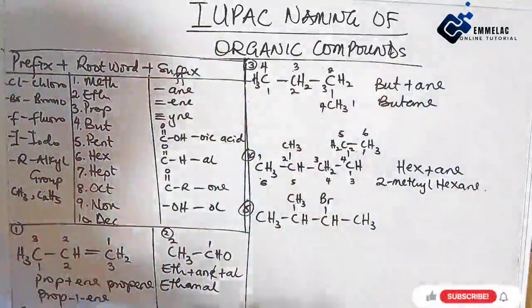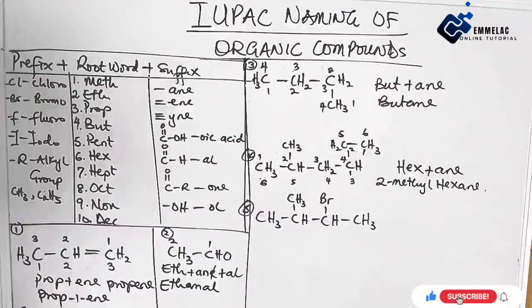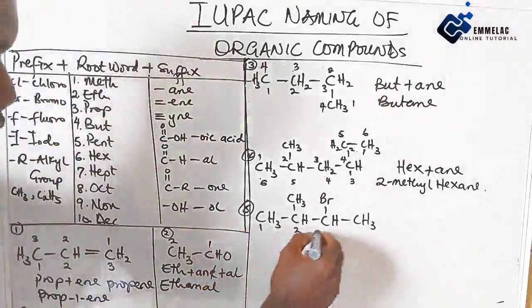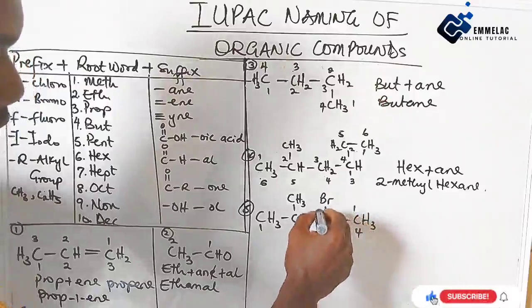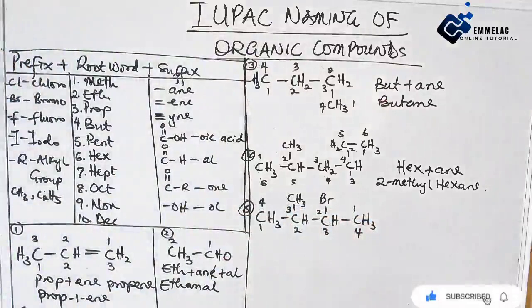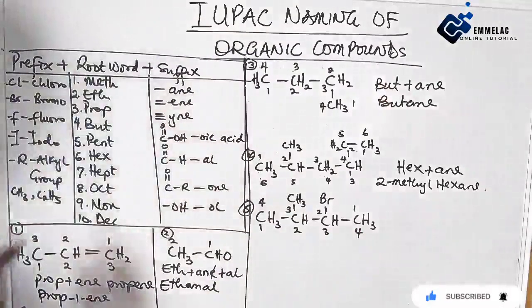All right, looking at this, let's identify the name of this organic compound. Let us now take the longest possible chain. Let's say this is 1, 2, 3, and 4. This is 1, 2, 3, and 4. Now since it is 4 here, we have what? Butane.